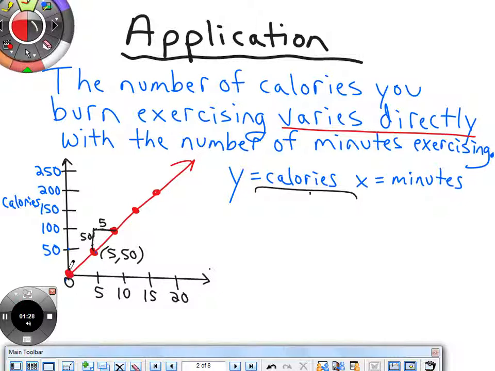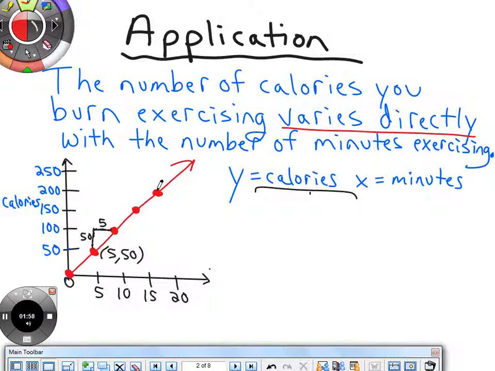So if you are right here at 0, 0, that means you're not exercising at all, so you burn no calories. And let's say we pick an exercise that's really rigorous. So if we only exercise for 5 minutes, then we burn 50 calories. So there is that point, 5, 50. And if we exercise for 10 minutes, let's say that we burn 100 calories. That's quite a bit of calories to burn just for 5 minutes of work. So it's probably a fairly rigorous exercise. And then 15 minutes, we would burn 150 calories, and then 20 minutes, we would burn 200 calories, and you get the picture.